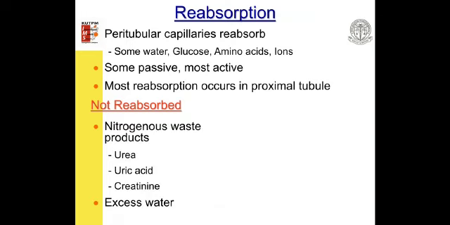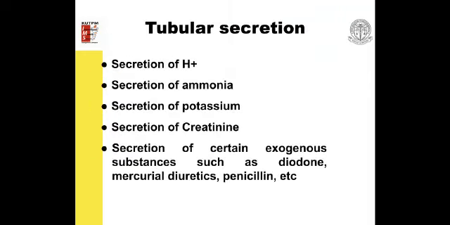So reabsorption needs peritubular capillaries, which assist in the reabsorption of water, glucose, amino acids, and ions. Some are by passive process, some are by active process. Most of the reabsorption occurs in the proximal convoluted tubule. The substances which are not reabsorbed are the nitrogenous waste products like urea, uric acid, and creatinine, and excess water.